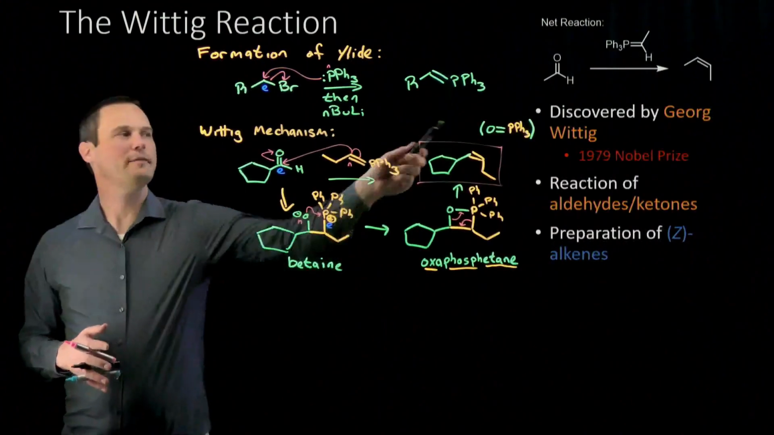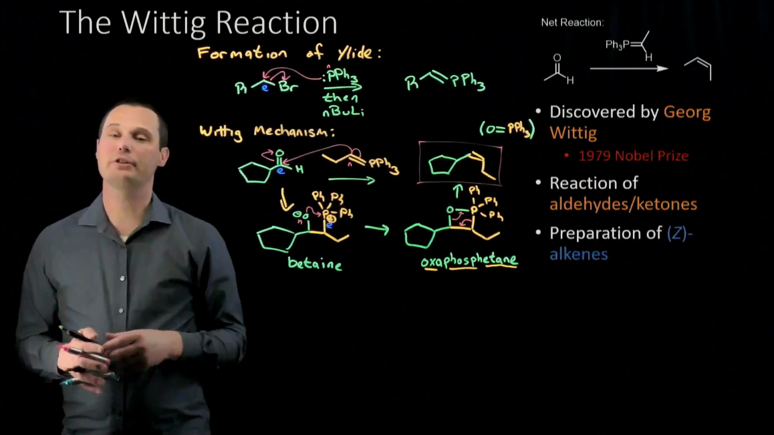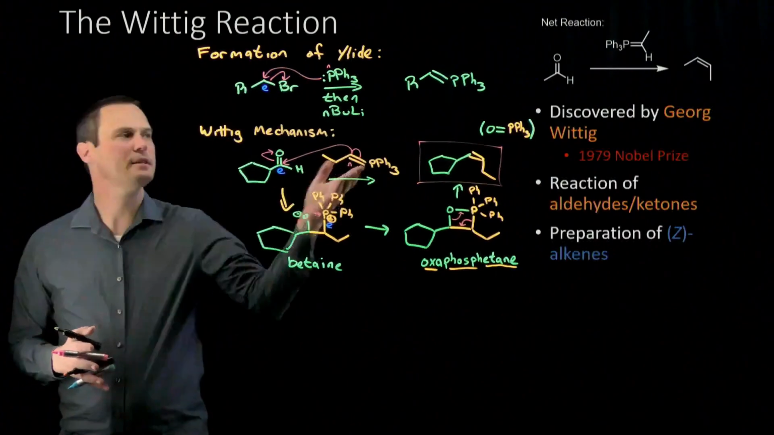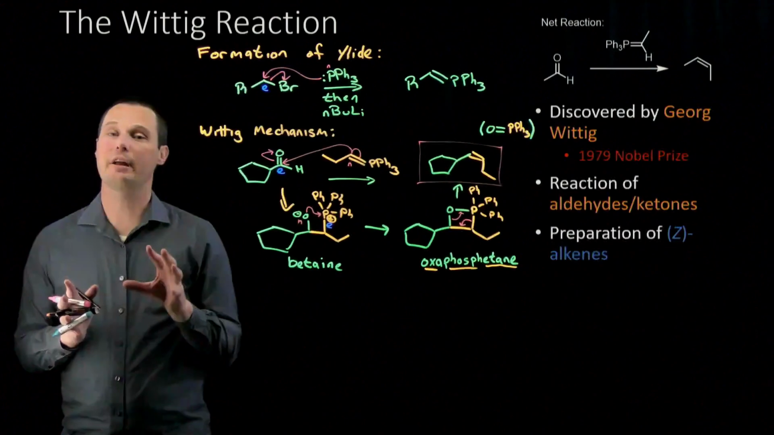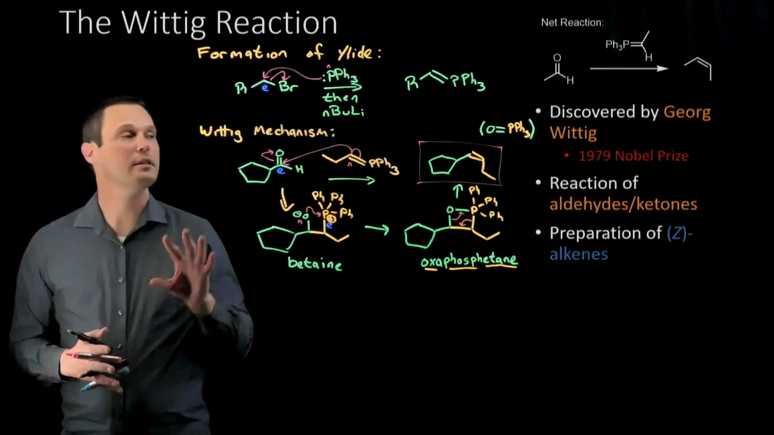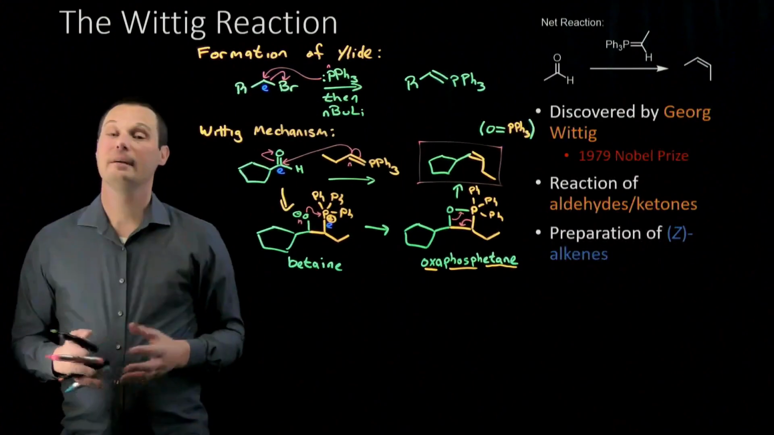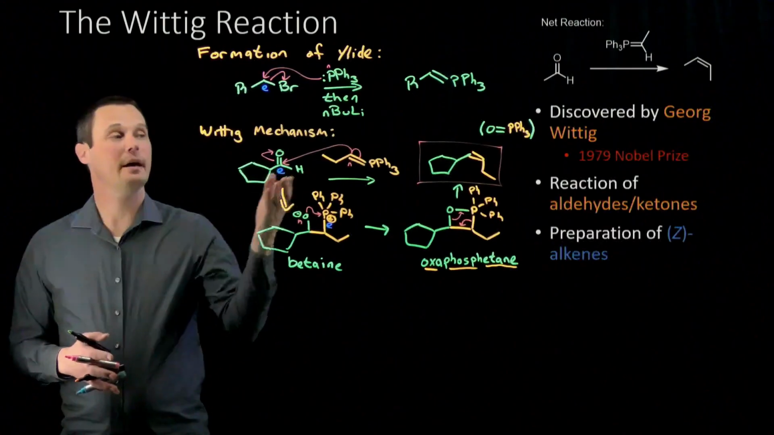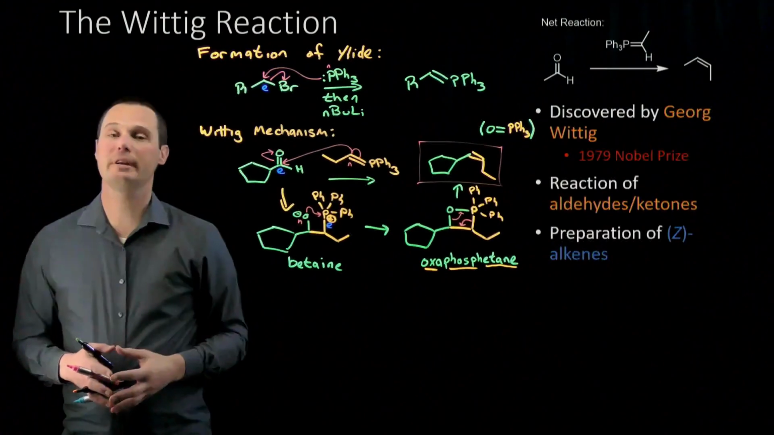We also form triphenylphosphine oxide as the byproduct of this reaction, and that's really the driving force for this reaction. This oxygen-phosphorus double bond is very thermodynamically stable, and it's the thermodynamic sink and the driving force for this reaction forming the product. This is the mechanism for the Wittig reaction. An aldehyde reacts with an ylide to form preferentially a Z-alkene.